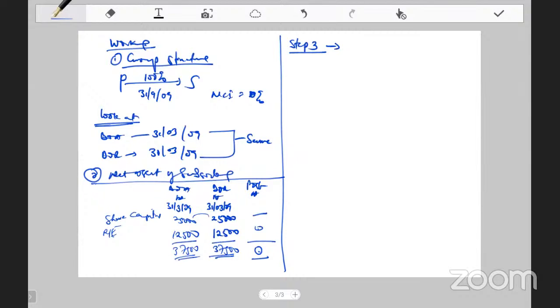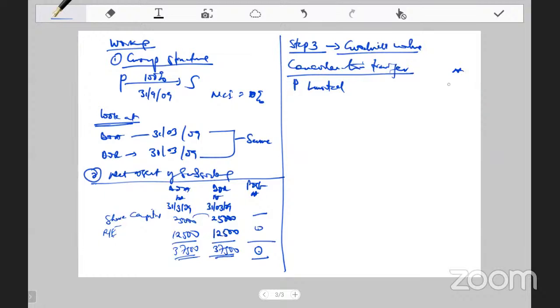What am I to do in step 3? Goodwill value. So let's get our goodwill value. To get my goodwill value, I need my consideration transferred. In this question, I only have the parent, which is P Limited, because there's only an acquisition, so there won't be any subsidiary. So the question is, what is the amount that was paid by P Limited to acquire X Limited?